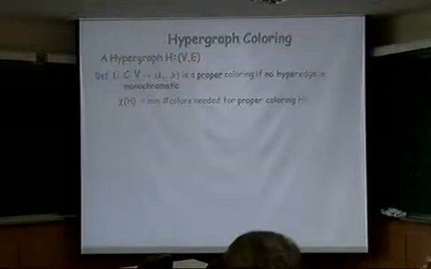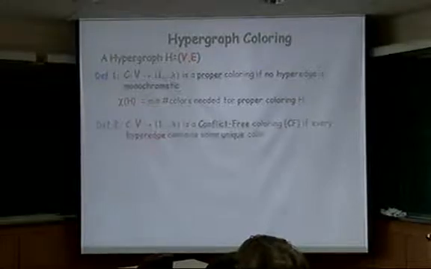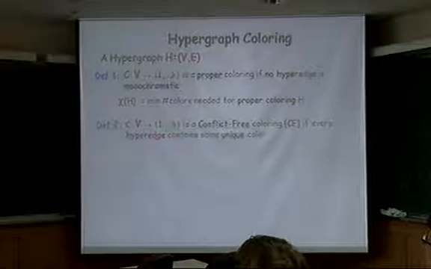And chi of H, the chromatic number of H, is the minimum number of colors needed for such a proper coloring. And a CF coloring, conflict-free coloring, is a more restrictive notion, where you not only ask that no hyperedge is monochromatic, but you also ask that, in fact, for every hyperedge you have at least one element whose color appears unique, as you can see here.